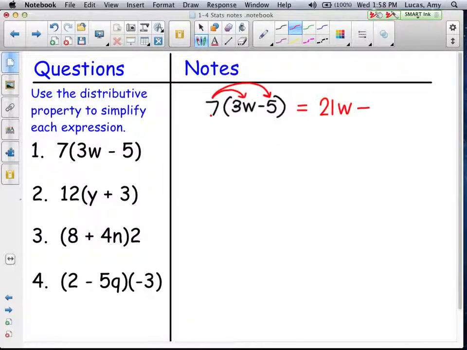Then my minus, I keep, and I multiply 7 times 5, which is 35. So my final answer is 21w minus 35. I cannot subtract those because they are not like terms. One of them has a w on it, and the other one does not. So that is my simplified answer. Next one.